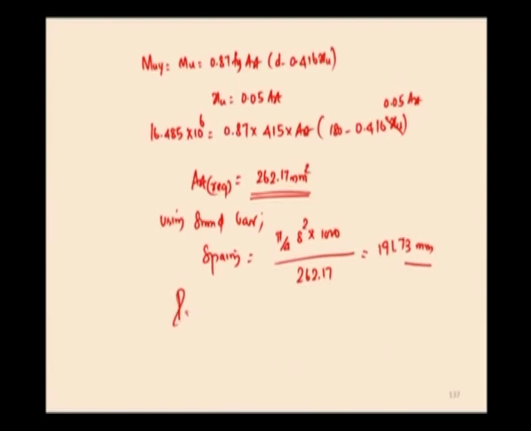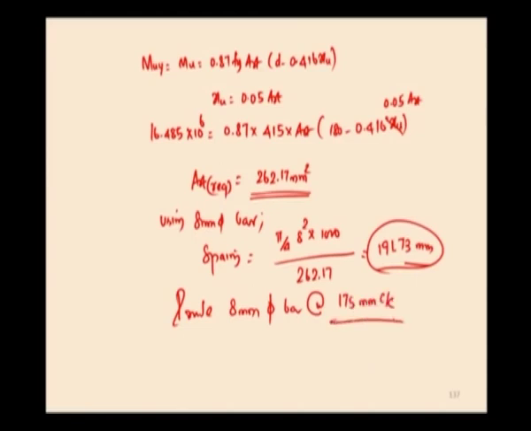So provide 8 mm diameter. So this spacing is within the maximum spacing that we have seen in the reinforcement for x direction. So here I am providing 8 mm diameter bar at 175 mm center to center.